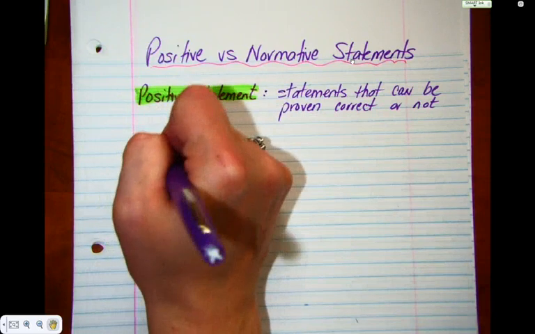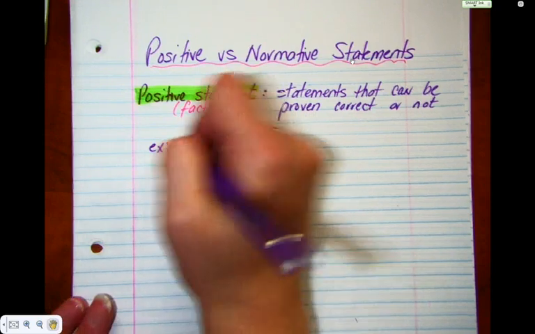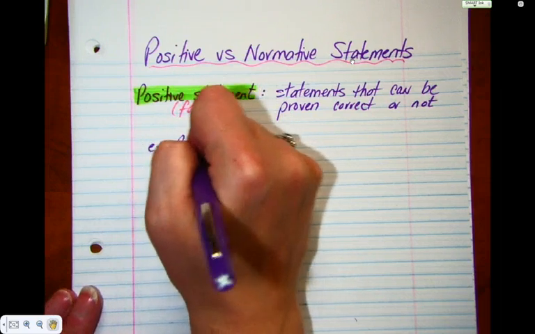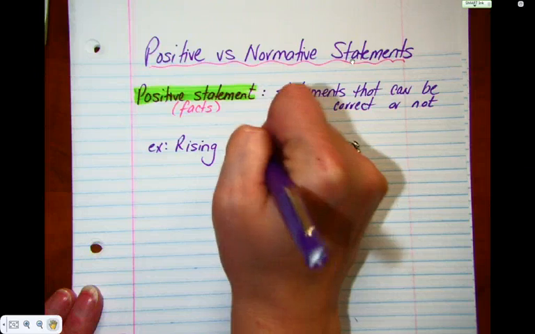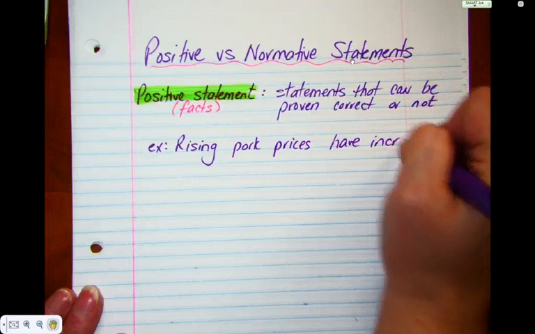So an example, and we have to start thinking like economists, so this is going to be an economic example. Rising pork prices have increased the demand for chicken. So as pork gets more expensive, what happens to chicken? People want it. So that is a fact. That is called a positive statement because we can use numbers to prove that it's correct. So rising pork prices have increased the demand for chicken.